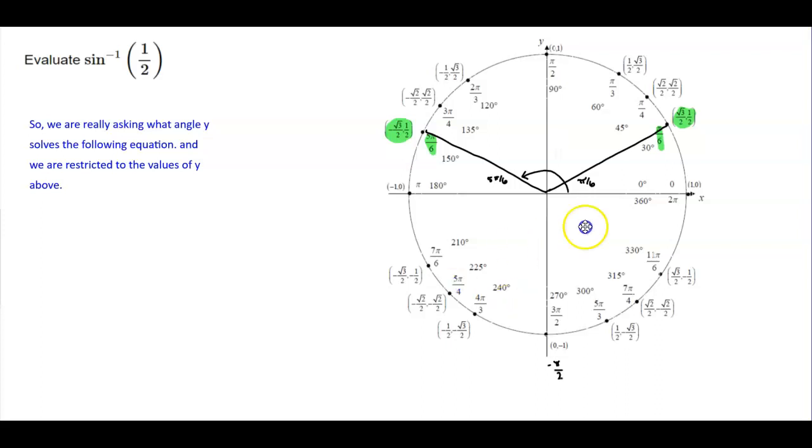So if we're restricted from negative pi over 2 to pi over 2, that means we're only looking on the right side of the circle, which means we're not looking at this angle over here. We're looking at this angle. Since it falls within this range between negative pi over 2 and pi over 2, it's going to be pi over 6. So the answer here is pi over 6.